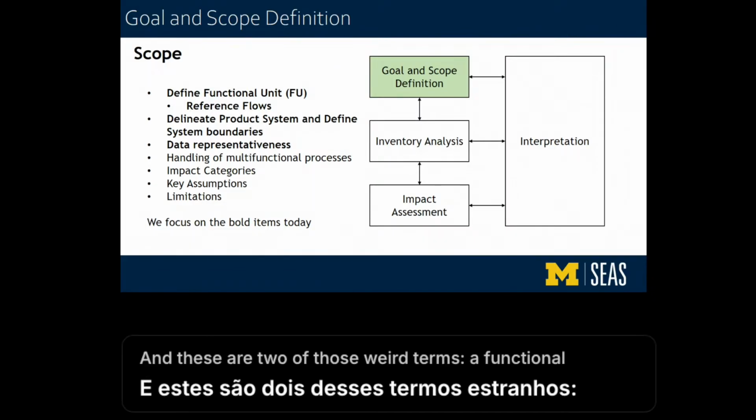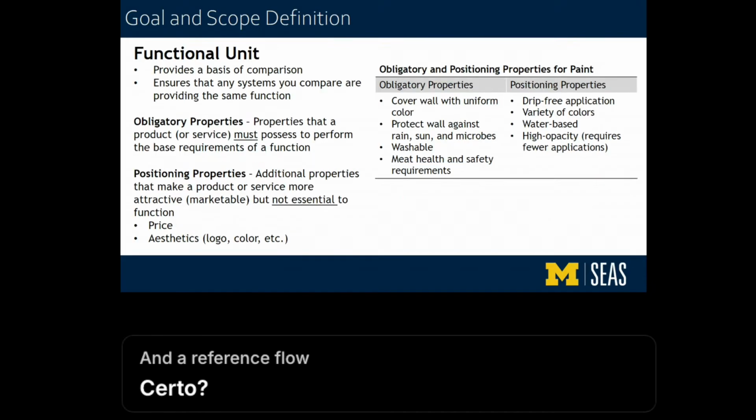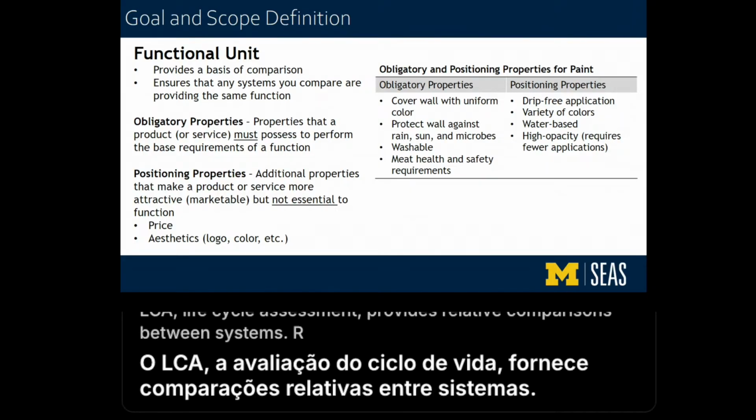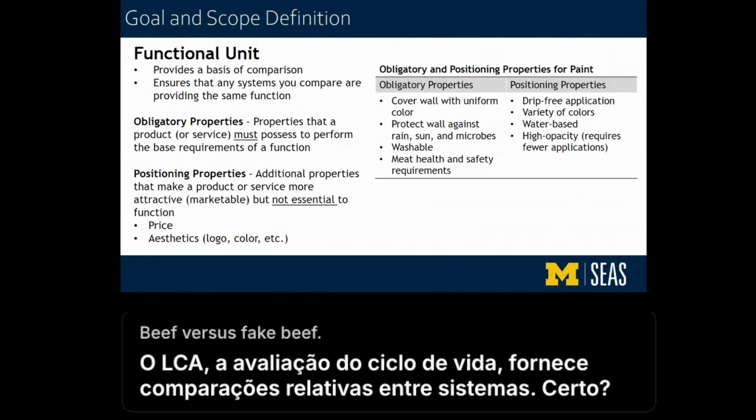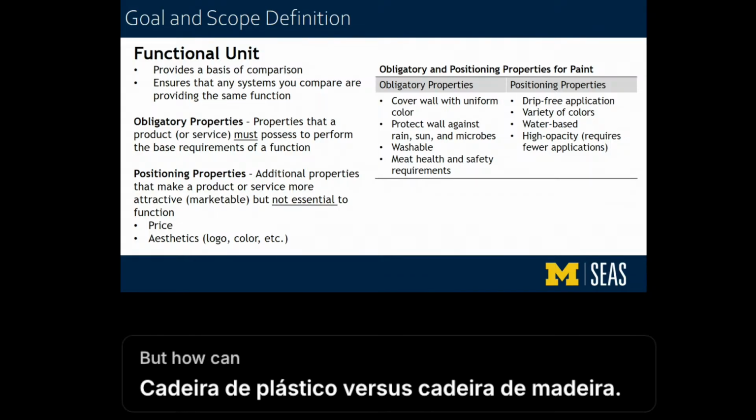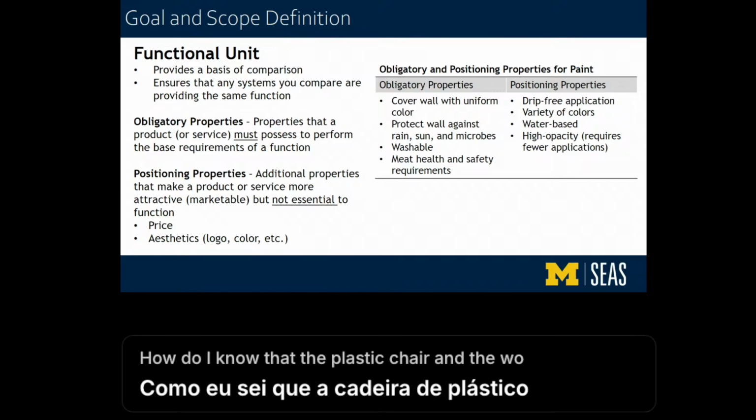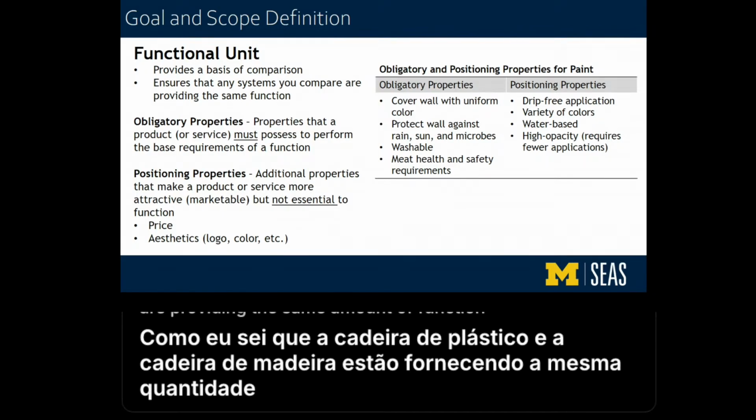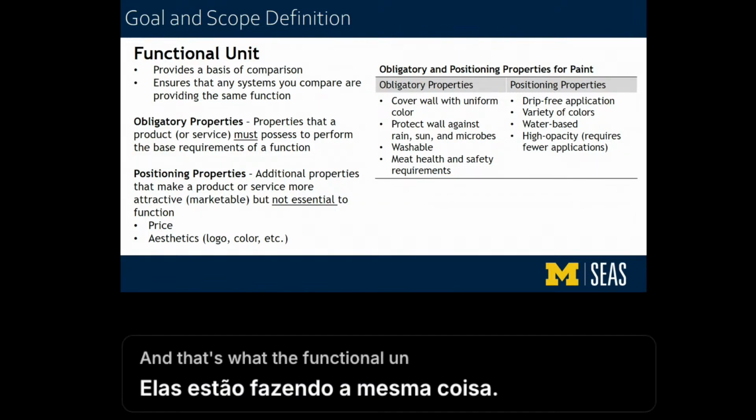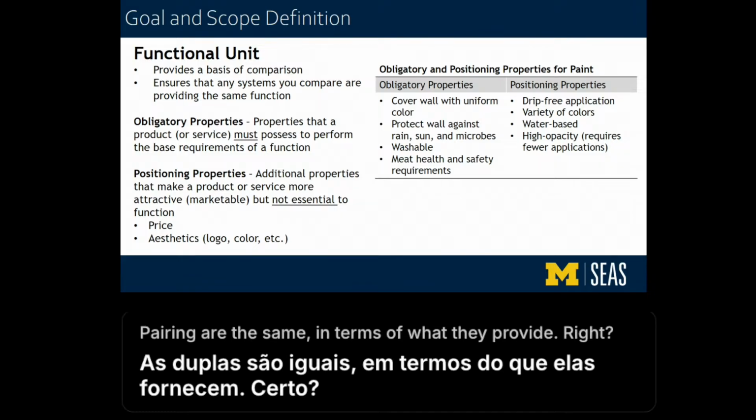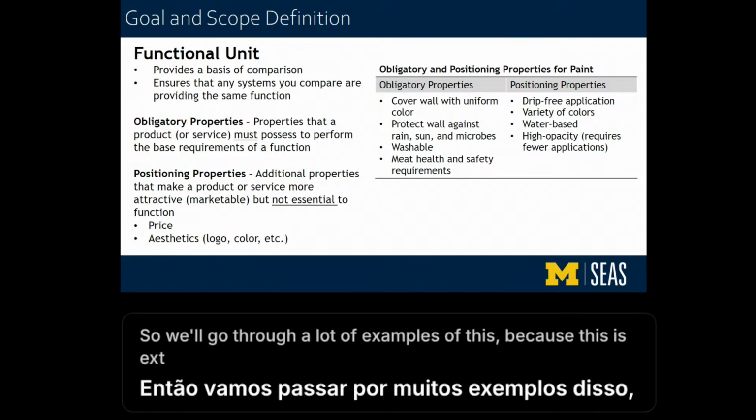A functional unit, what is that? Right? And a reference flow. So, the functional unit is your basis of comparison, all right? LCA, life cycle assessment, provides relative comparisons between systems, right? Beef versus fake beef. Plastic chair versus wooden chair. But how can I compare those two? What's the basis? How do I know that the plastic chair and the wooden chair are providing the same amount of function, right? They're doing the same thing. And that's what the functional unit does, right? It ensures that the systems you're comparing are the same in terms of what they provide, right? So we'll go through a lot of examples of this because this is extremely important.